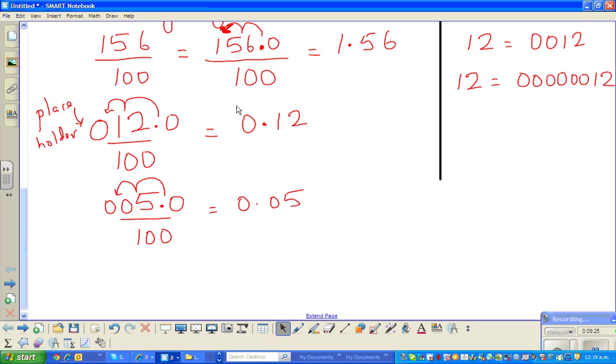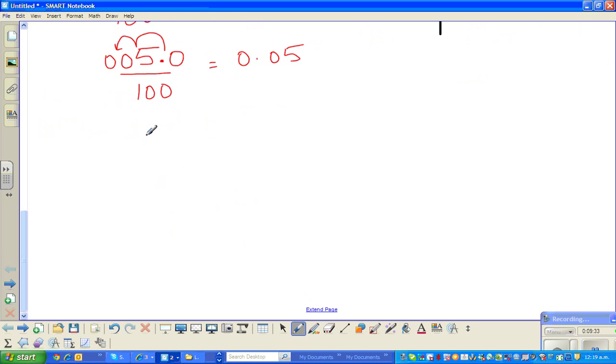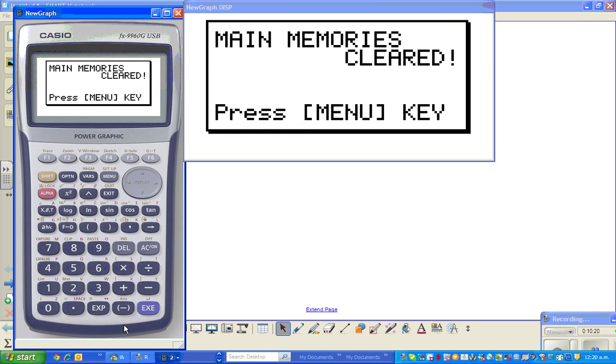Okay, so let me move on from 100 to 1000. Suppose it is, say, 6 divided by 1000. Now 100 has two zeros, 1000 has three zeros. So we have a decimal point sitting here. 6 is 6.0, and it has to move three places to the left. So let me put three zeros here. As 1000 has three zeros, this will move three places to the left. So this will become 0.006.